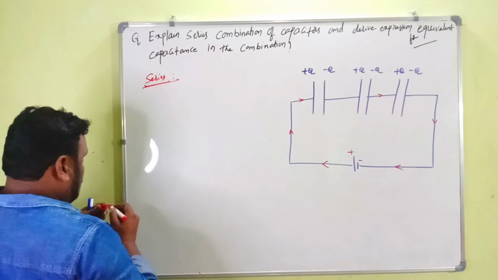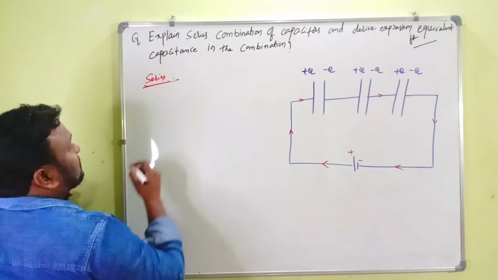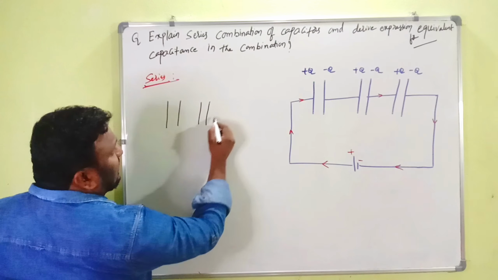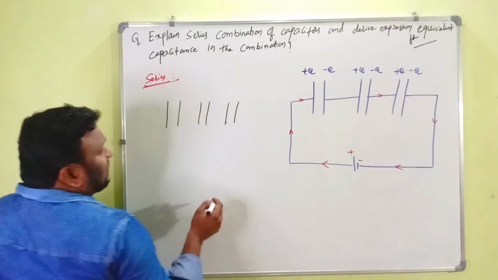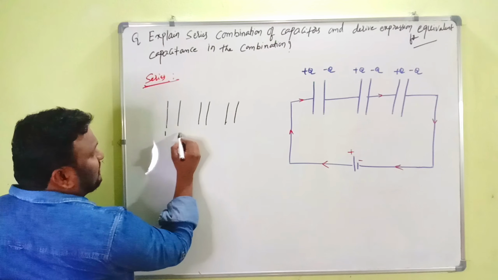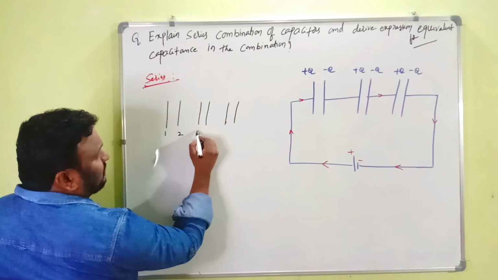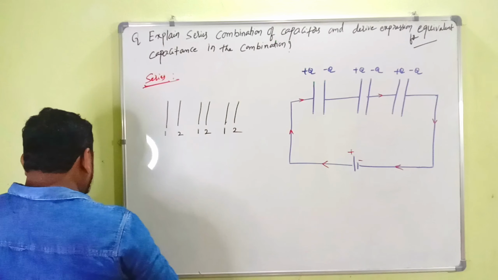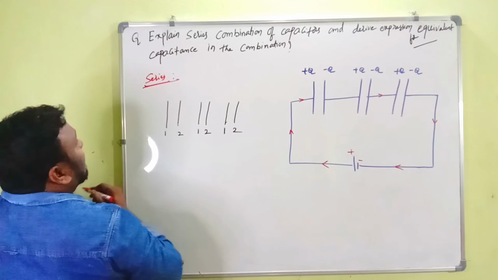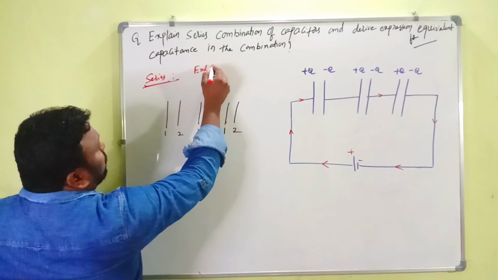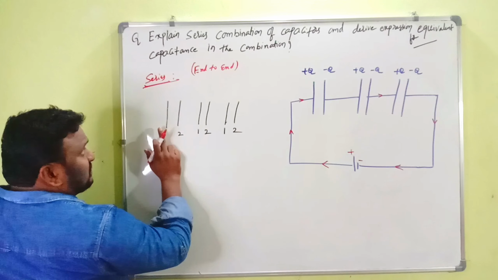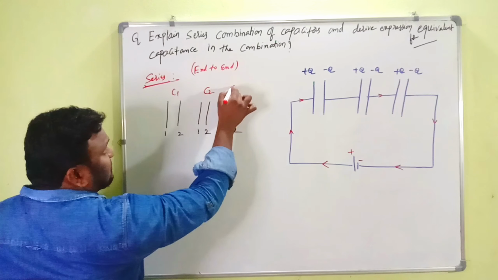Series combination. For example, here this is one capacitor and this is another capacitor and so on like that. To understand that, simply I am saying: first plate, second plate, first plate, second plate, first plate, second plate. This is the first capacitor, second capacitor, third capacitor. So simply they are connected end to end like this. This is the first capacitor C1, capacitance C2 and this is C3.